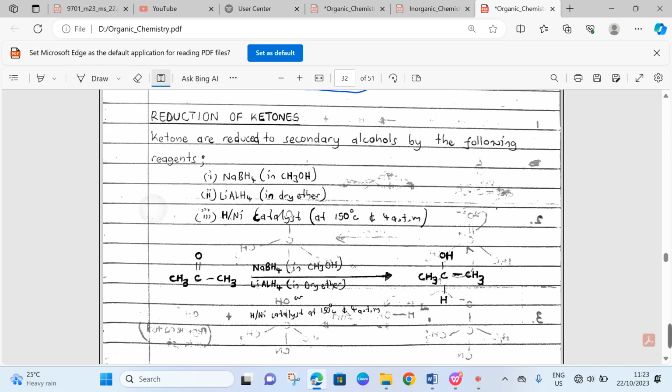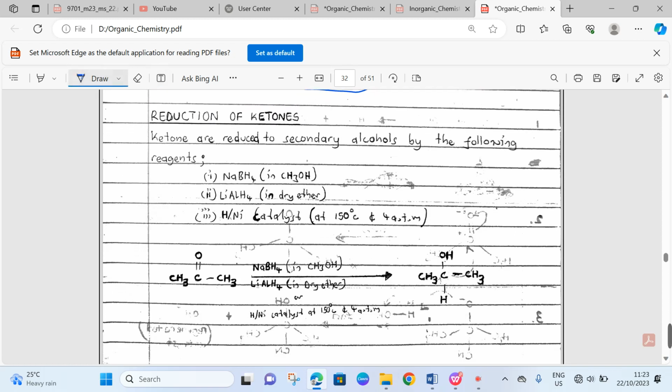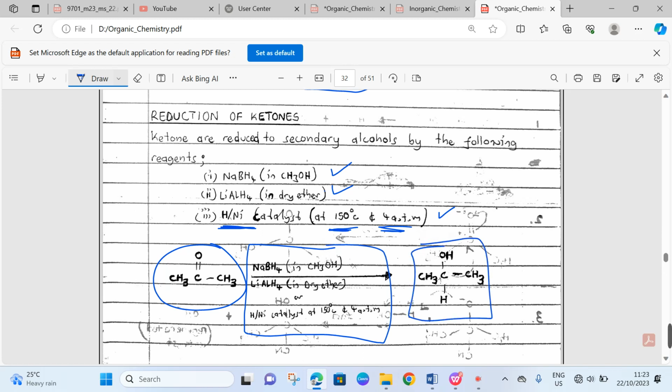Reduction of ketones. Ketones are reduced to secondary alcohols by the following: sodium borohydride in methanol, lithium aluminium hydride in dry ether, or hydrogen over a nickel catalyst at 150 degrees Celsius and 4 atmospheres. So you've got your ketone over here being reduced by either one of these to produce your secondary alcohol. That's all.